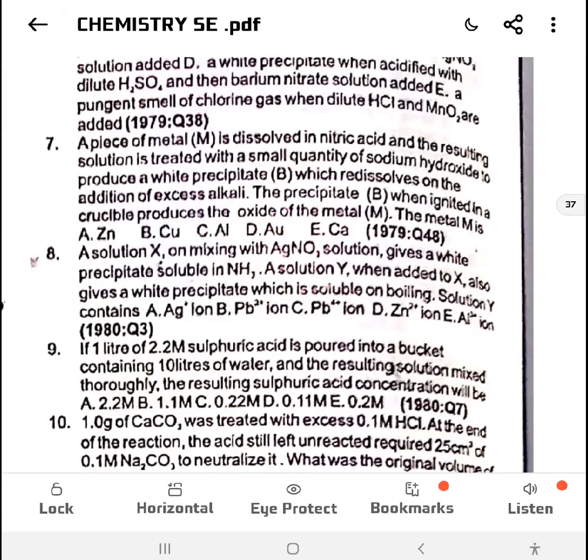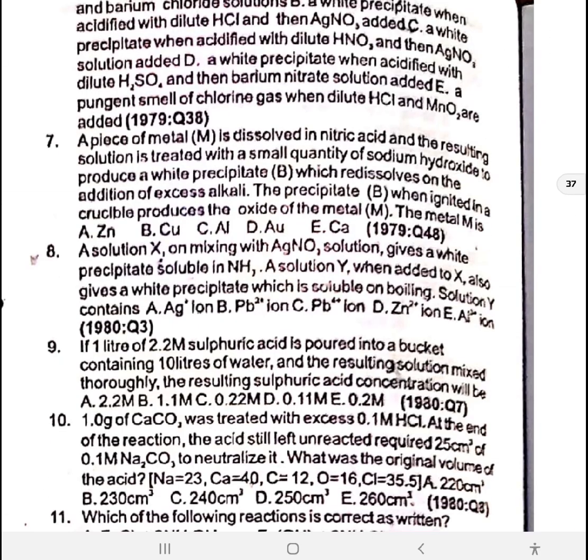They went further. A piece of metal is dissolved in nitric acid. So once we dissolve zinc in nitric acid, as I already told you, we will get zinc nitrate, water, and ammonium nitrate. Then they say the resulting solution is treated with a small quantity of sodium hydroxide. So for the zinc nitrate, go down and write it now. Zn(NO3)2, reacting with sodium hydroxide, would give us zinc hydroxide and sodium nitrate.